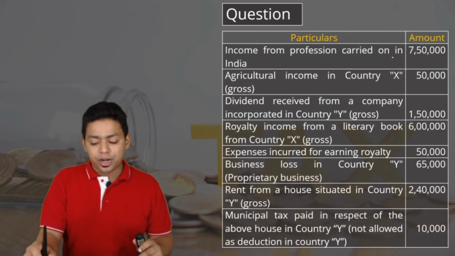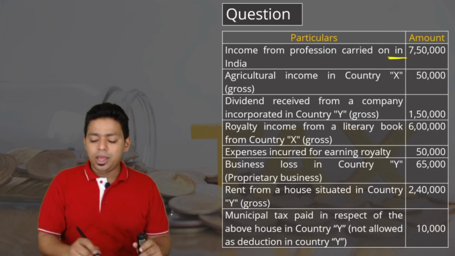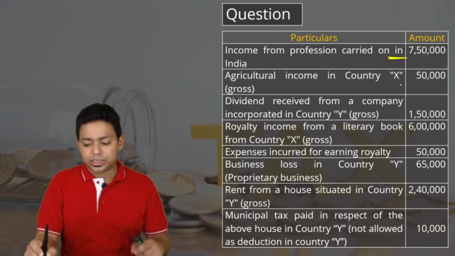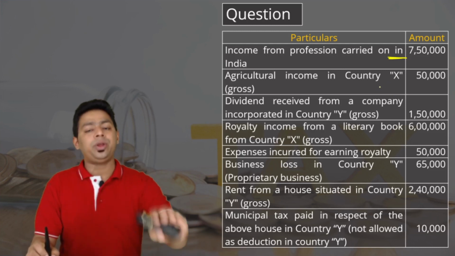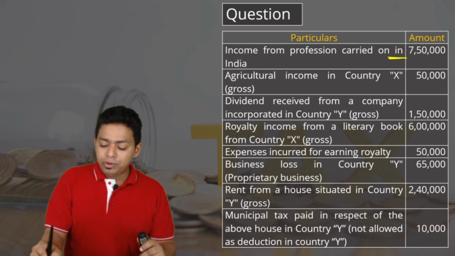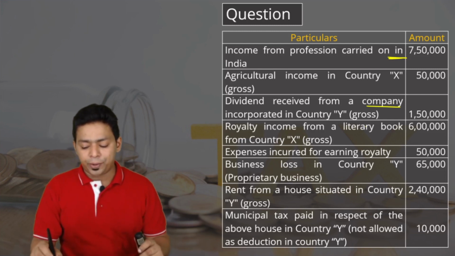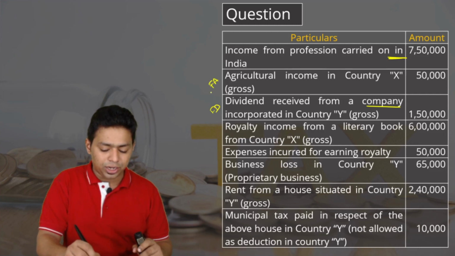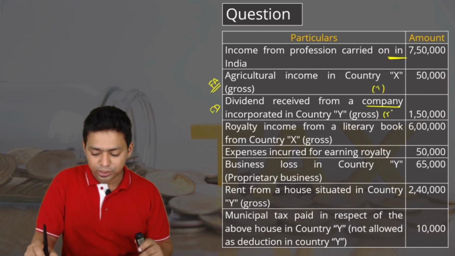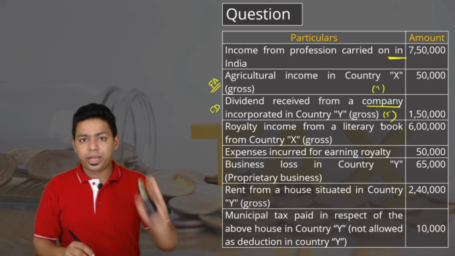Income from profession carried out in India, definitely taxable. Agriculture income in country X, gross. Obviously, foreign agriculture income is taxable in India according to Indian income tax law. Dividend income received from a company incorporated in Y. Foreign dividend is also taxable in India. I'm just thinking about Indian taxation.